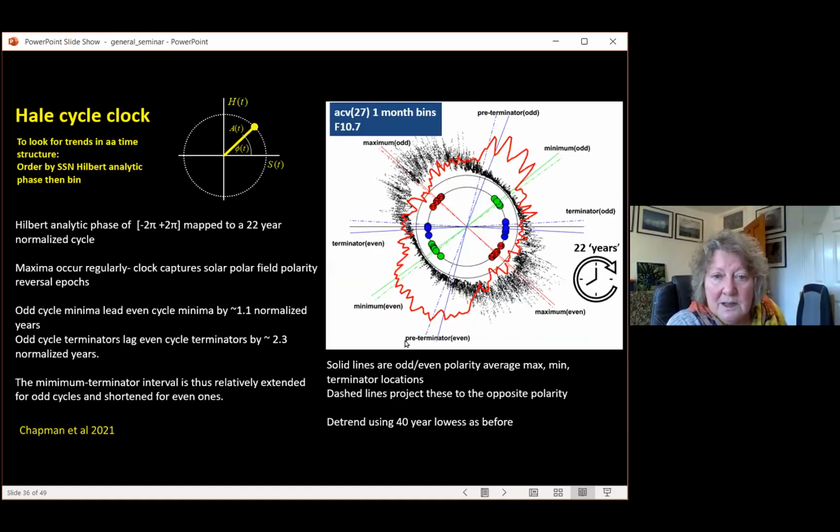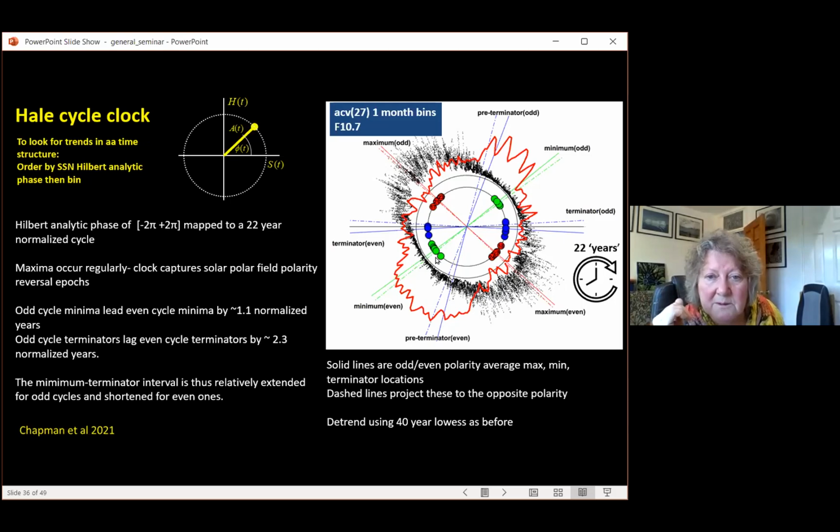Okay, so now I'm going to build a Hale cycle clock. So now it's a 22-year clock. On here I'm plotting in grey the F10.7, which, you can see, is quiet when it's quiet and so forth. And the red line is my estimate of recurrence, which I'll talk about in a moment. But before I do that, just to have a look at the thing itself, here are the maxima, and you can see the average drawn through. So they pretty much clock.